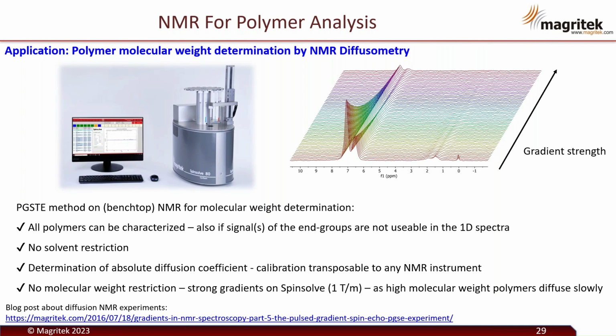One thing to note here is the diffusion coefficient that is obtained from this study is the absolute diffusion coefficient. What I mean by that is this diffusion coefficient will match what you get with high field instruments, as the diffusion coefficient does not vary with magnetic field strength. You can really measure many different molecular weights here, as our Spinsolve traditionally has strong gradients that allow you to even measure high molecular weight polymers that diffuse quite slowly.